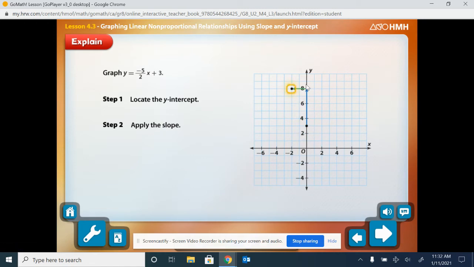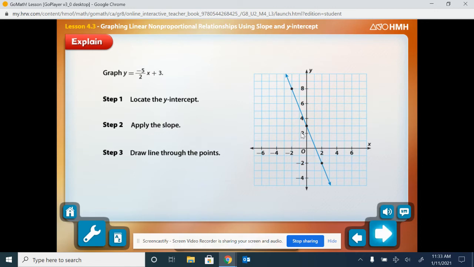So you could either go up and then to the left, or you can go down and then to the right if the slope is negative, okay? Because the slope is negative, you could also find a point on the line by counting down 5 and then to the right 2. Click on the point (2, -2) on the graph. This is another point on the line. So, okay, that's another way of doing it. Click to draw the line. The line runs through points (0, 3), (-2, 8), and (2, -2).